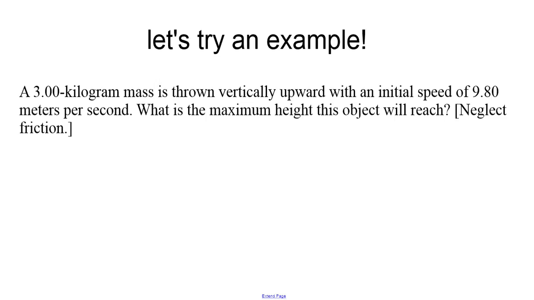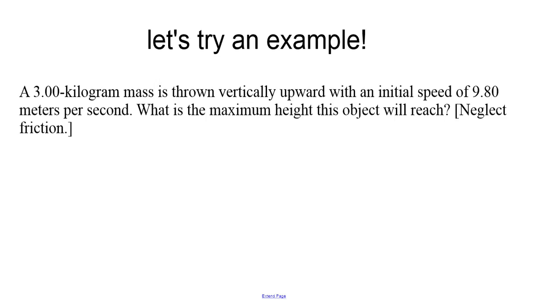The problem sounds like this. A 3-kilogram mass is thrown vertically upward with an initial speed of 9.8 meters per second. What is the maximum height this object will reach? Neglect air friction. So, reading this problem, it's a ball being thrown up in the air. That rings kinematics, maybe projectile motion, but something along those lines. So right off the bat, I'm looking on the mechanics part of my reference table, somewhere near the top in that kinematics area.